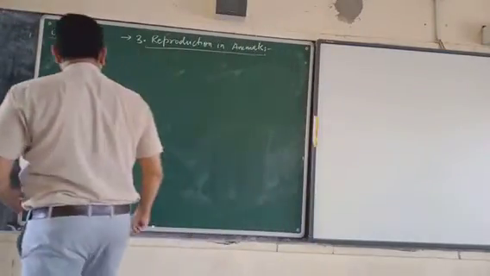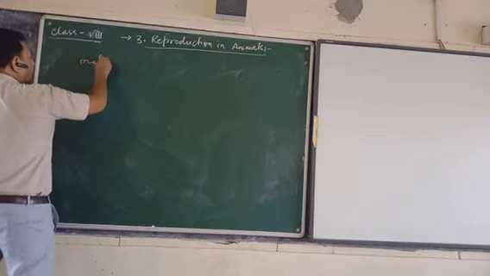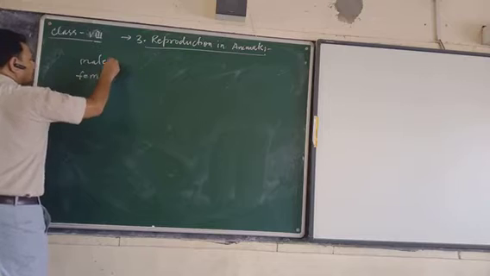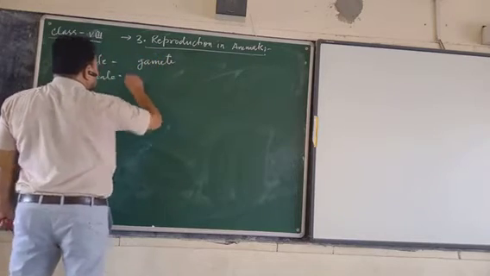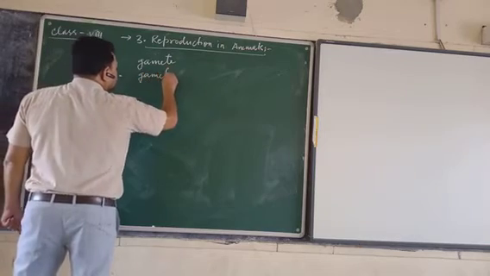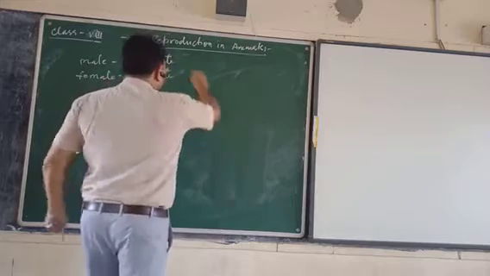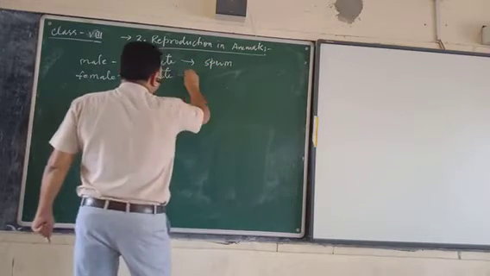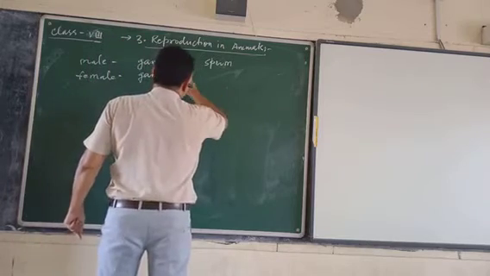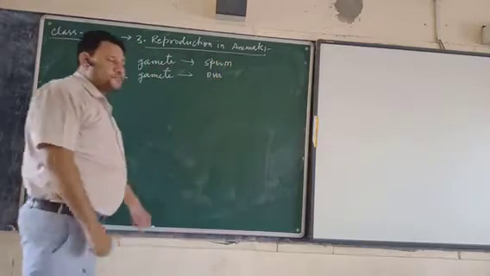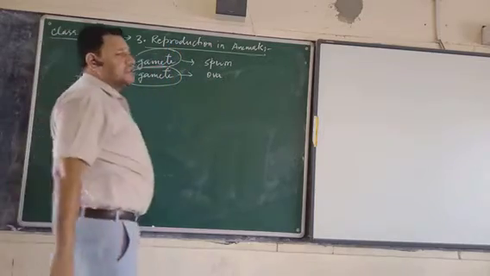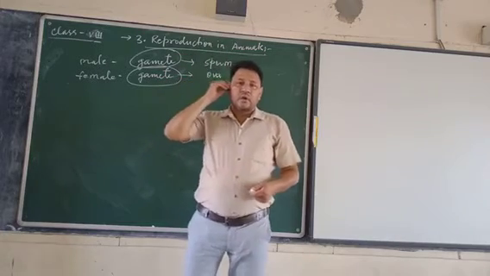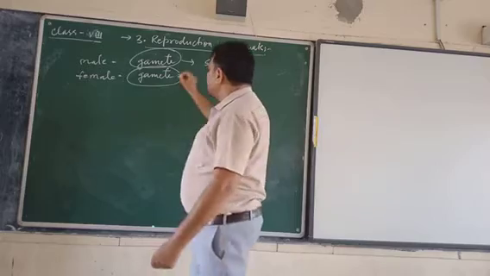In the case of sexual reproduction, there will be one male and the other female. The male produces gametes. The female also produces gametes. The gamete produced by the male is called sperm, and the gamete produced by the female is known as ovum. Dear students, these are specific things which get produced from the germinal cells.